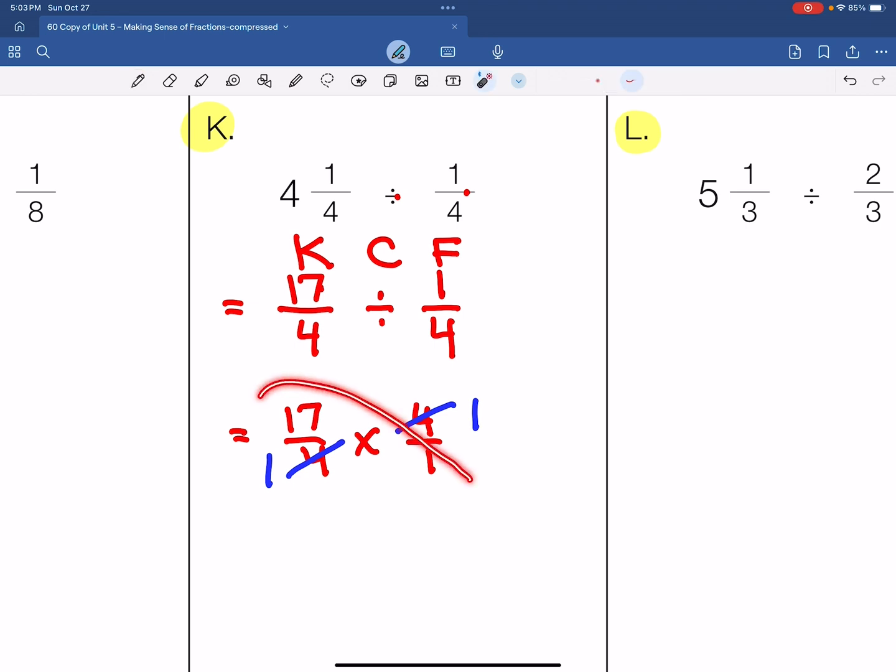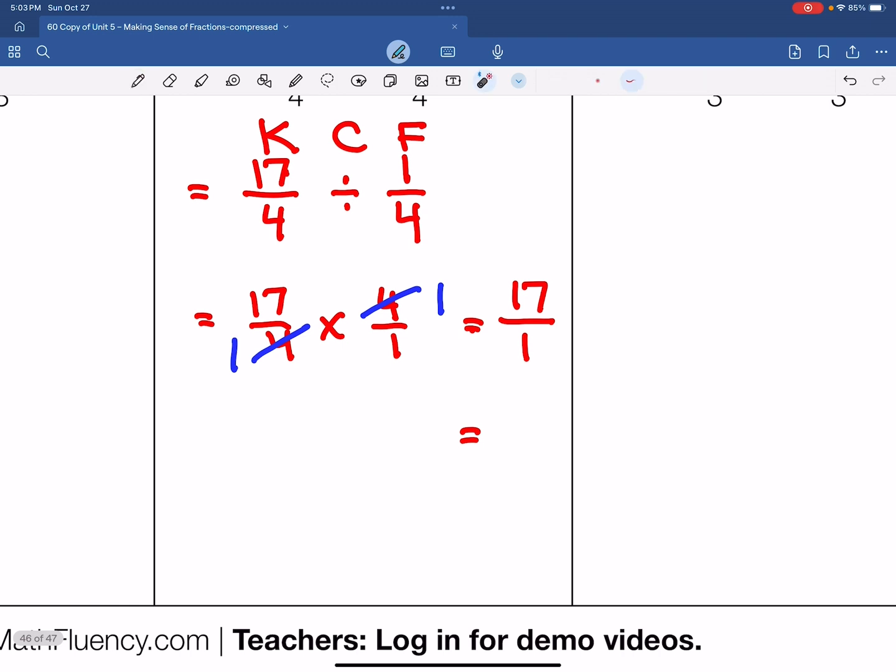The other diagonal, 17 and 1. Since there's a 1 already there, we know that 17 and 1 will not simplify. So let's go ahead and multiply. 17 times 1 is 17. 1 times 1 is 1. Touch that equal sign, bring it down. And we know that 17 divided by 1 is just 17.